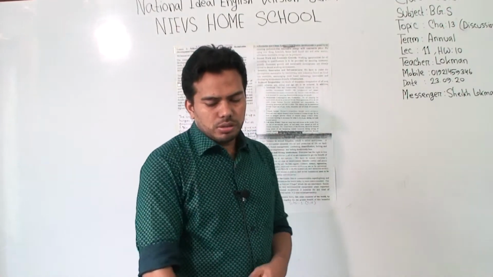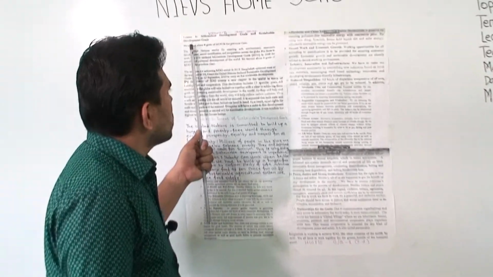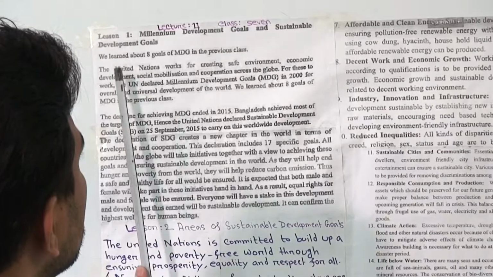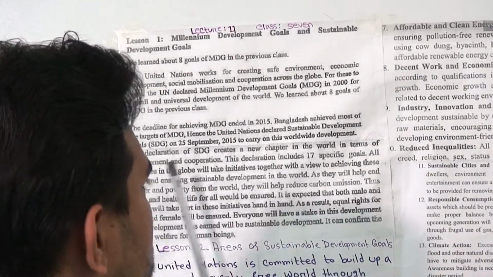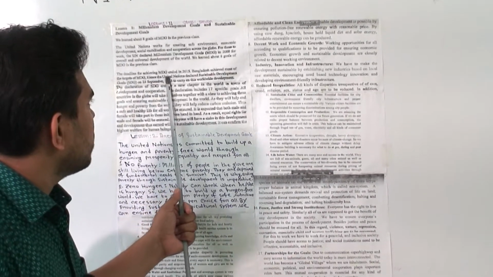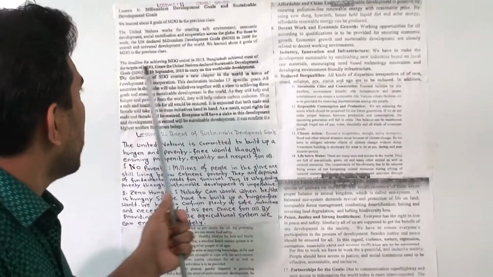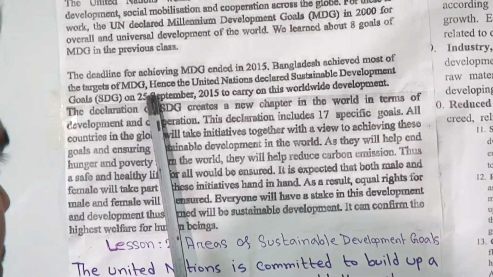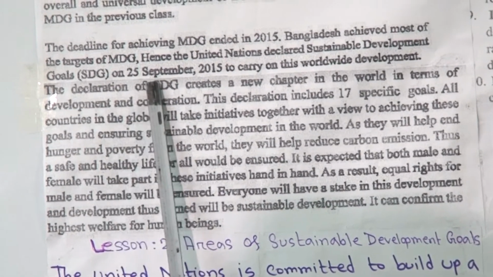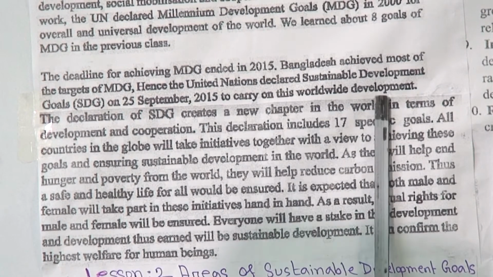Now let's have a look in our textbook. You can open your book, chapter 13, lesson 1 and 2. The whole chapter is here. So the background of MDG and SDG we have already talked. The deadline for achieving MDG was 2015, and Bangladesh has already achieved most of the targets of MDG. Hence, the United Nations declared Sustainable Development Goals on 25th September 2015 to carry on this worldwide development.